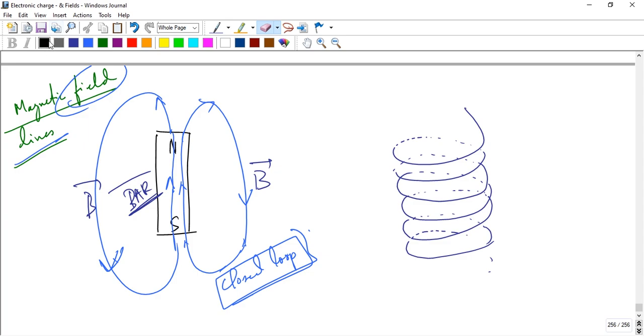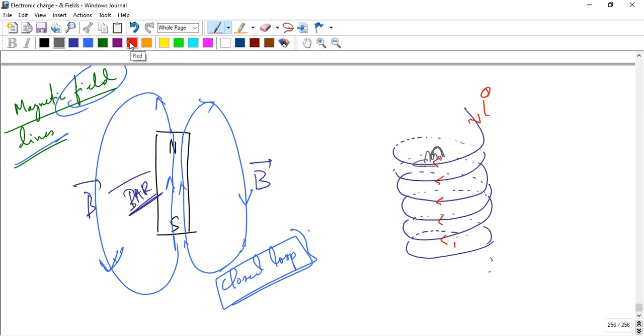Okay. Now the current direction. Suppose there is a direction of current I. Using the right-hand rule, the thumb represents the current, and the curl of the other four fingers represents the magnetic field. So the field looks like this.